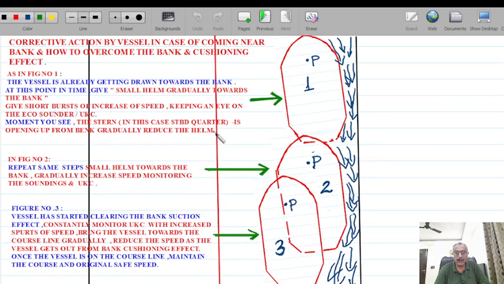So, ladies and gentlemen, I hope I have managed to explain to you the most critical aspect of bank and cushioning effect.